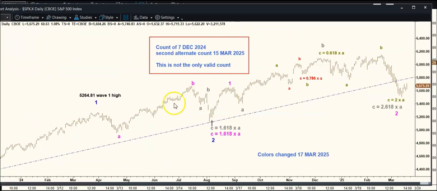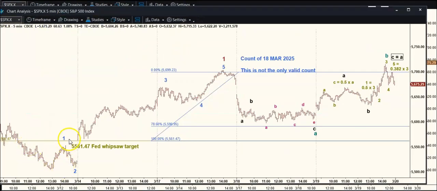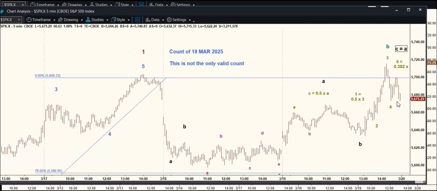Well, here's our count. Let's focus on what's happened since we hit this wave 2. Yesterday we had a clear 5 waves up, and we said this was either 2 or A. Well, I'm calling it A because we have an A, B, C, with C equal to A right at the high. A, B, C, clear 5 waves. All these fibs work.